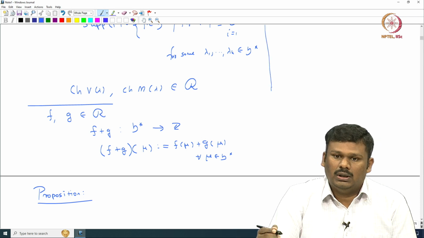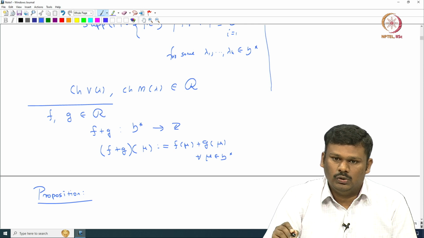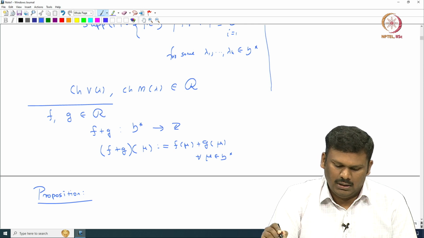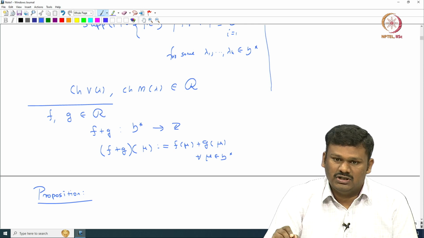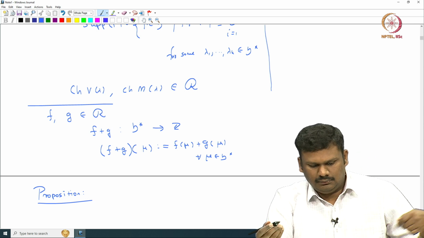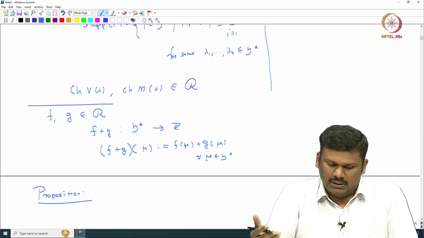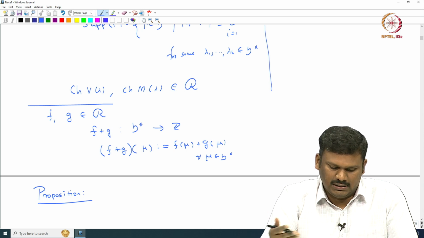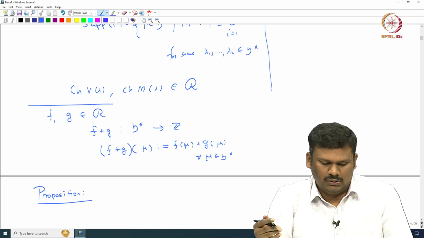So, we are going to call any element of this ring a character. Okay. So, they are indeed virtual characters. So, they may not be actually characters of some representations. We will see how one can actually interpret all those things.